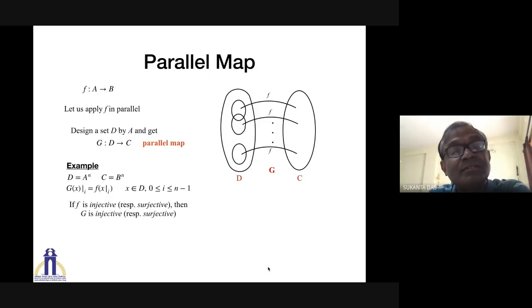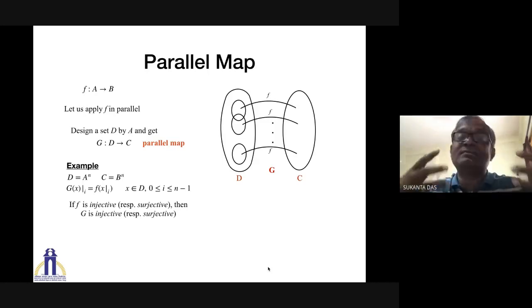Now here is an obvious result: if f is injective or surjective, then G is also injective. See in the figure, in the right hand side figure, in the domain D, there is some interaction, some overlapping. But here I am considering there is no overlapping. Suppose there is no overlapping, as if you are calculating f of x for some x and putting them together.